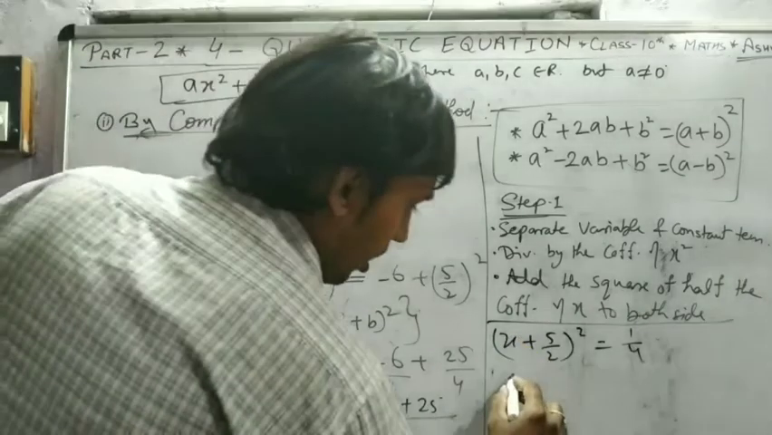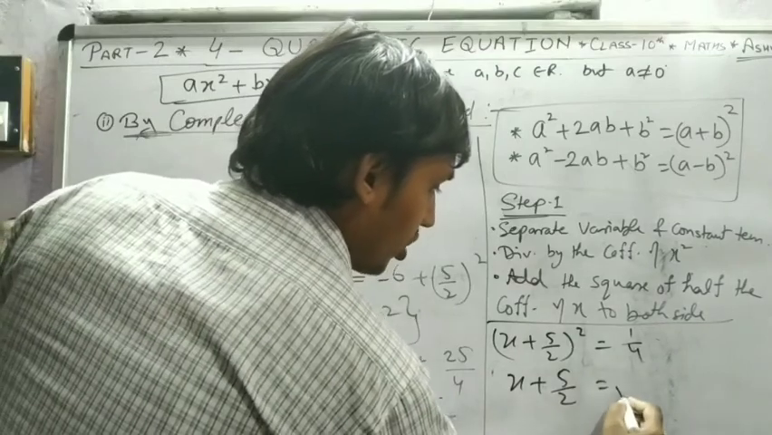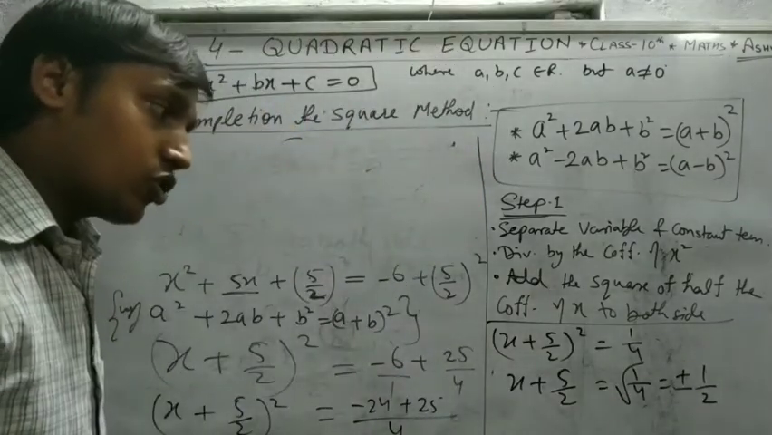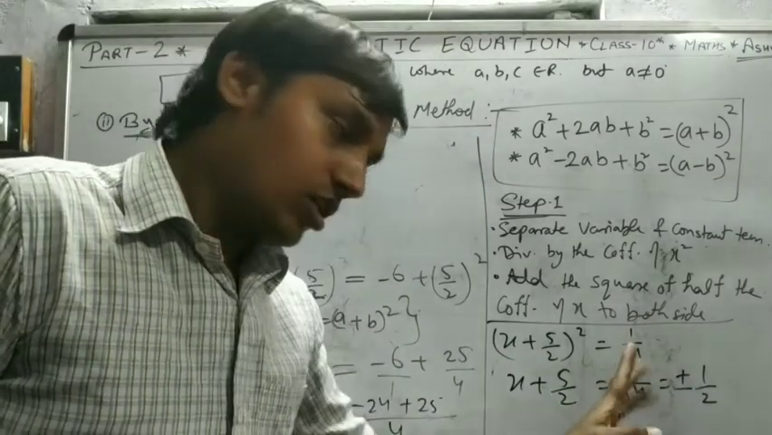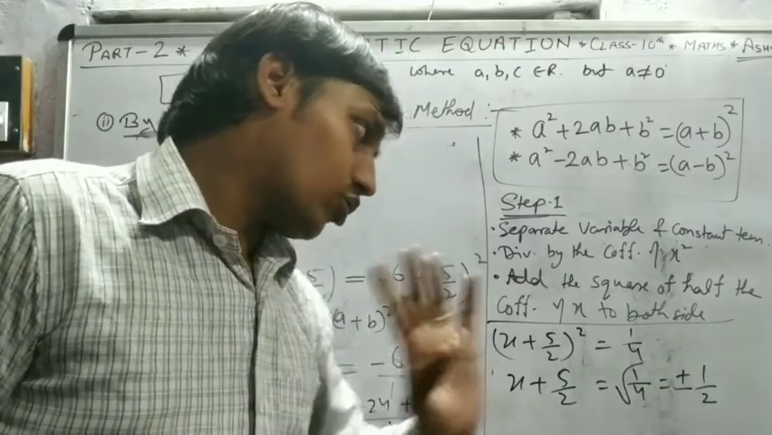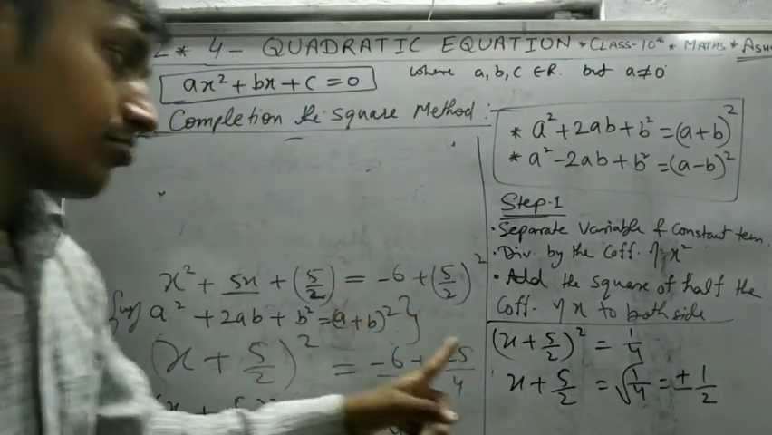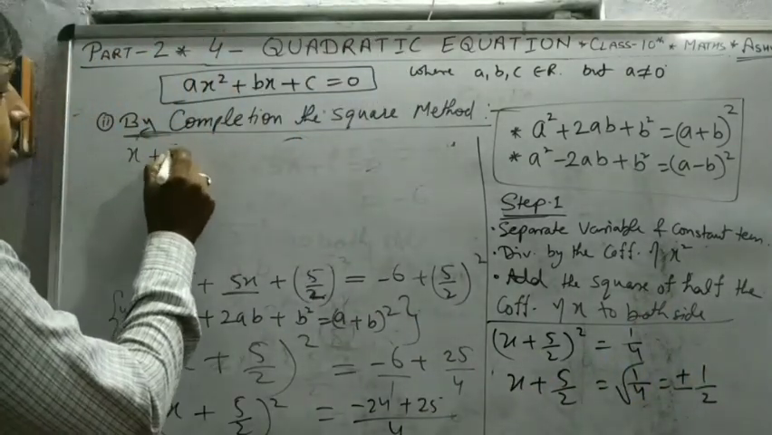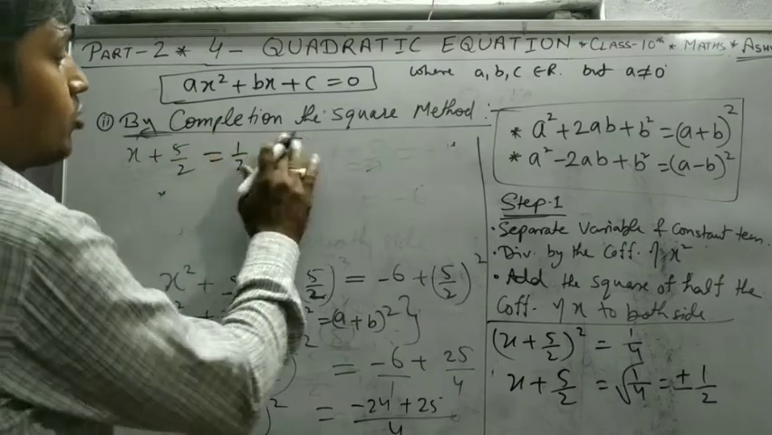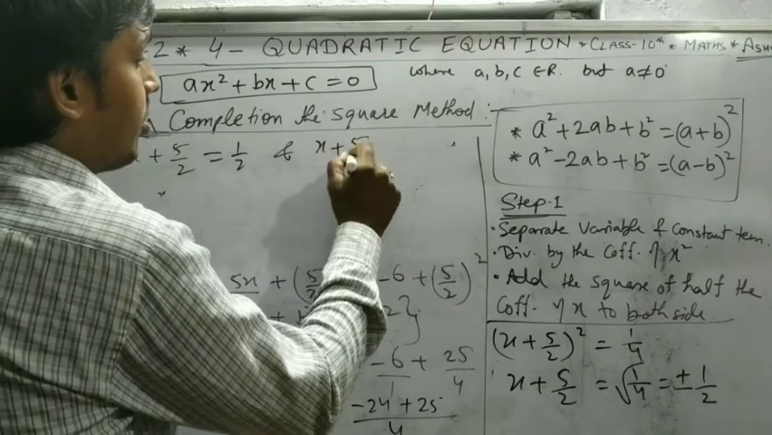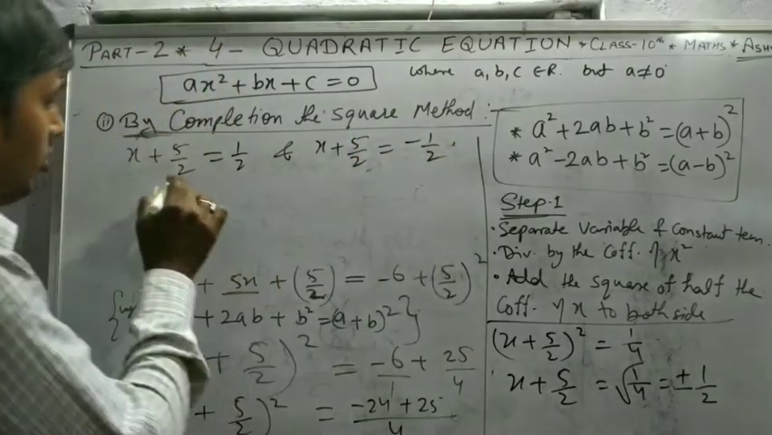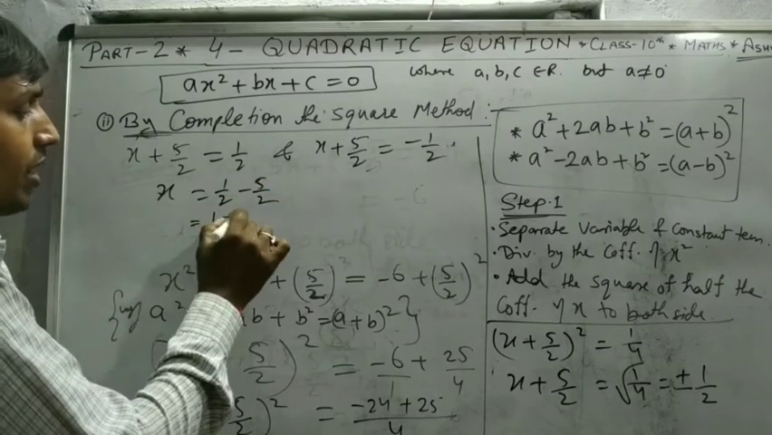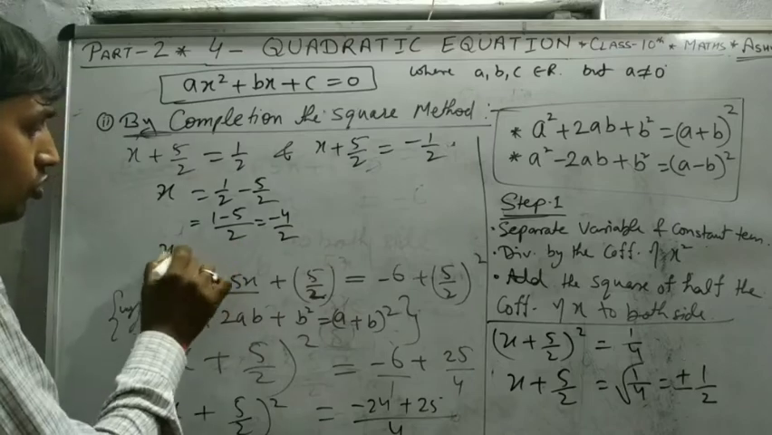Then x plus 5/2 is equal to the square root of 1/4, that is plus minus 1/2, because a square root always gives both values, plus and minus. The square root of 1 is 1, the square root of 4 is 2. So we take both the positive and the negative values. So x plus 5/2 is equal to 1/2, and x plus 5/2 is equal to minus 1/2. Solve them. 1/2 minus 5/2, with LCM 2, is 1 minus 5, that is minus 4/2, so x is equal to minus 2.